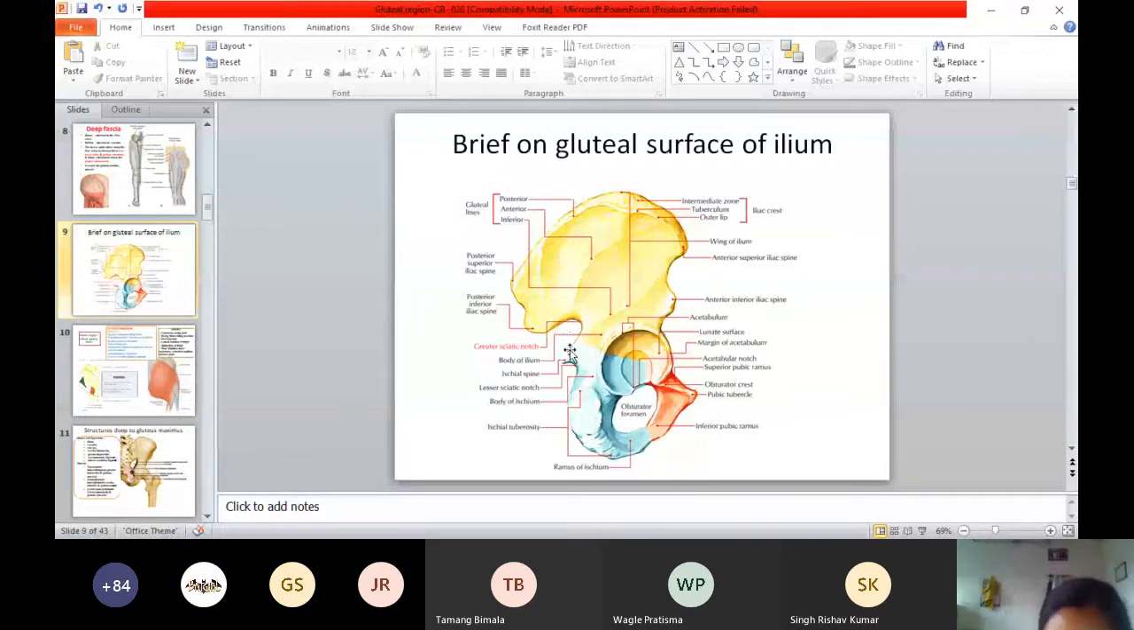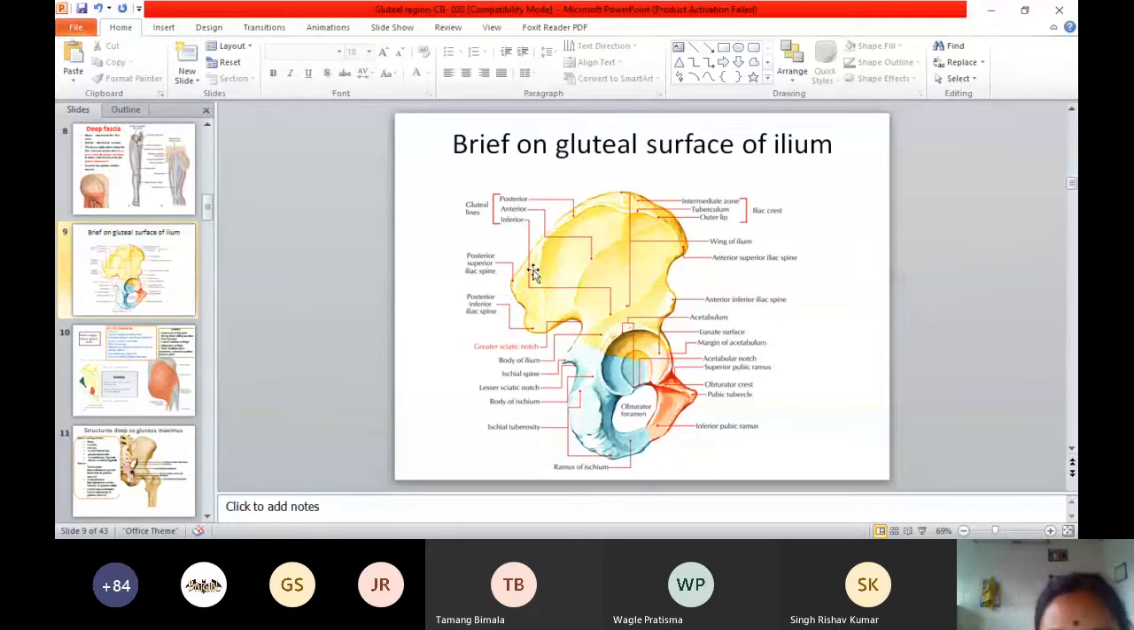Now, can you see this notch? This is known as the big notch, the greater sciatic notch. Now, this line extending from the greater sciatic notch is known as the posterior gluteal line. And the other line, going anteriorly, is the anterior gluteal line. Another line going towards the notch is the inferior gluteal line.